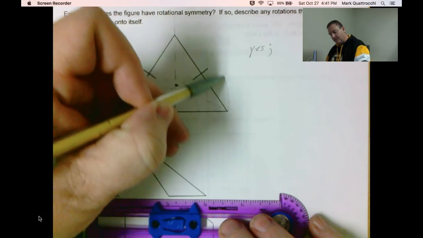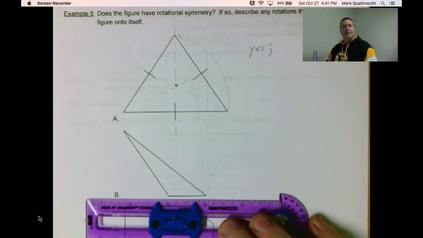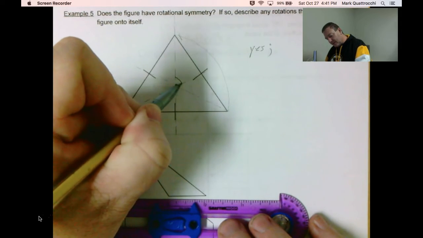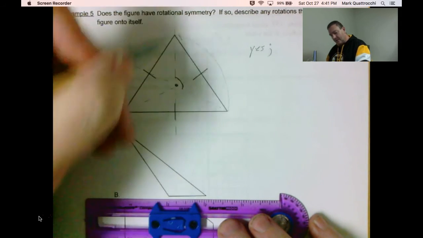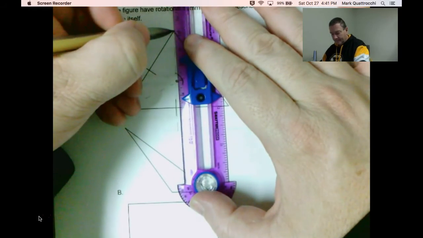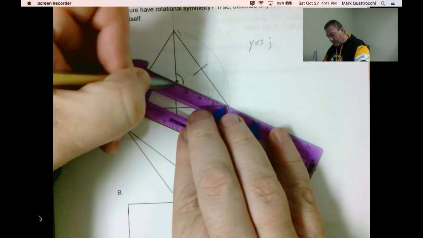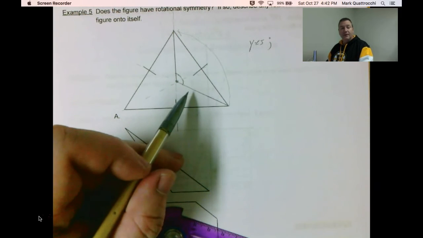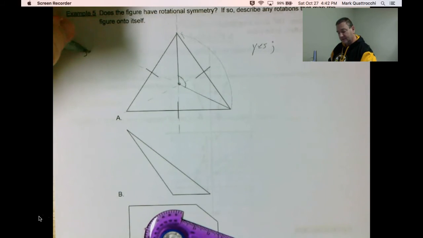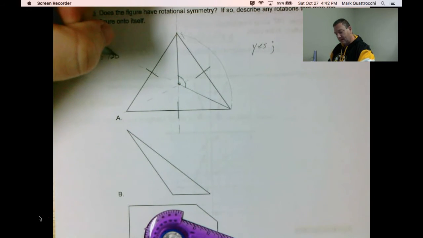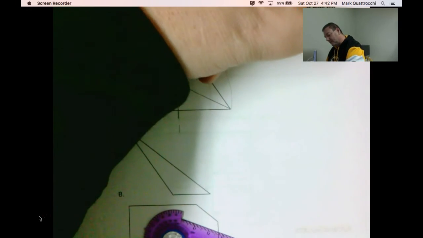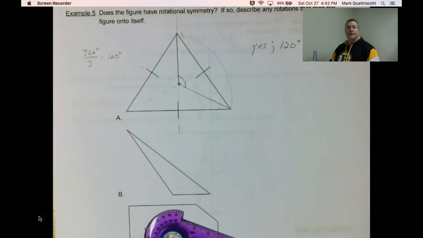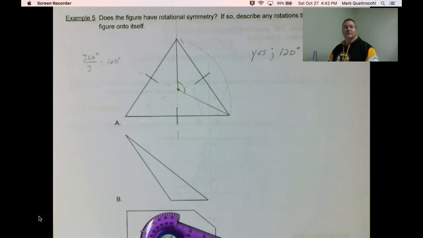If we rotate from here to here, how many degrees have we gone? Well, we've gone through this arc, which is this angle, which is a central angle for this equilateral triangle. There are 3 of these central angles. 360 degrees divided by 3 is equal to 120. So yes, we rotate 120 degrees for rotational symmetry.